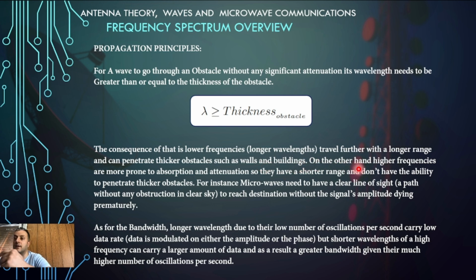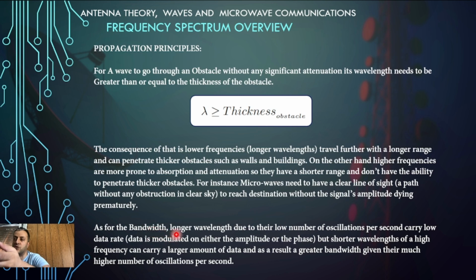On the other hand, higher frequencies are more prone to absorption and attenuation, so they have a shorter range because, due to the free space loss, even within the atmosphere, they can attenuate drastically after long distances. So they have a shorter range and don't have the ability to penetrate thicker obstacles. For instance, microwaves need to have a clear line of sight, a path without any obstruction in clear sky, to reach the destination without the signal's amplitude dying prematurely.